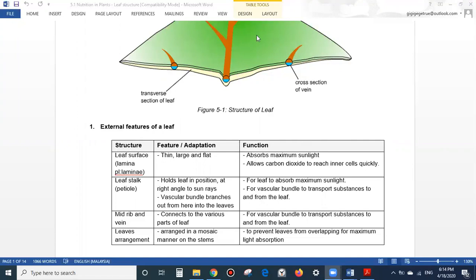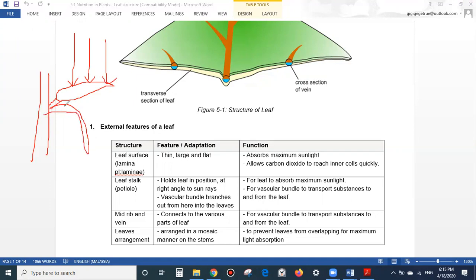So how does it hold the leaf in the right place? Just imagine this is the stem, the petiole, the leaves. The petiole, the leaf stalk, will hold the leaf at the right angle so that sunlight will come in like this. If it holds it like this, then you might not get as much sunlight. You might only get up to here, and this one you won't be able to capture. Okay?